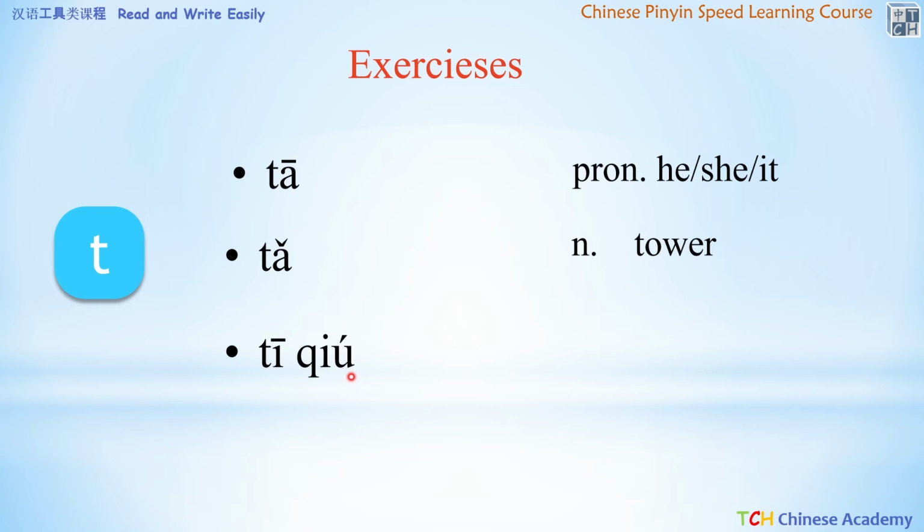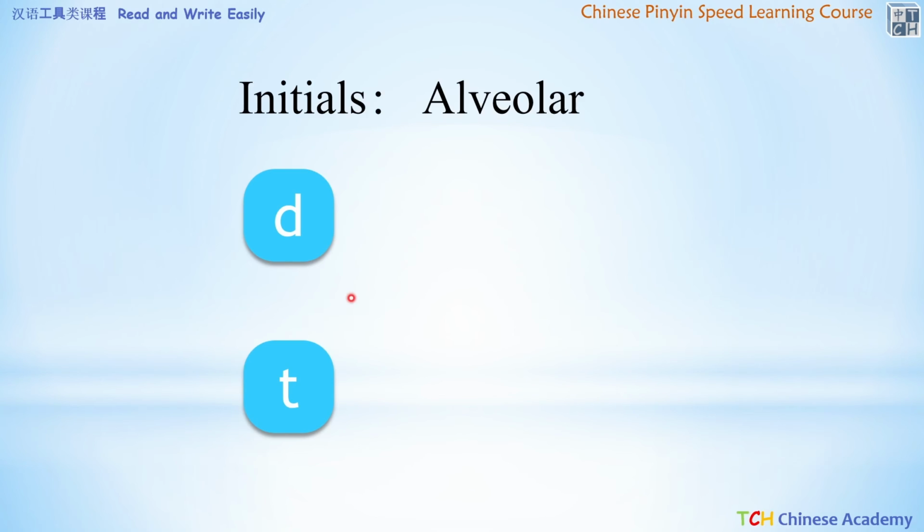So tiqiu, ti, qiu, that means to kick the ball. So ti is kick and qiu is ball. Any kind of ball game involving the kicking, like football, soccer. So tiqiu. Can you try? Da ta ti qiu. So these two alveolar sounds are quite easy, right?